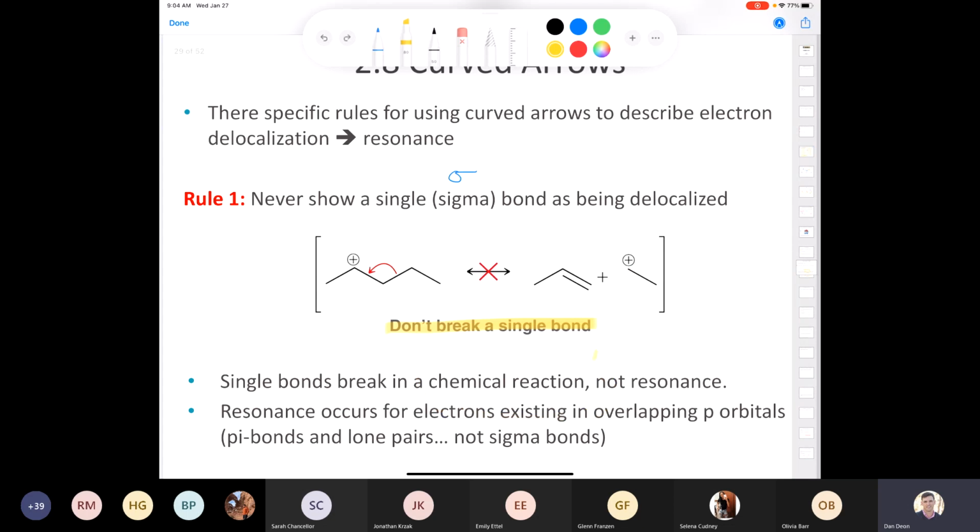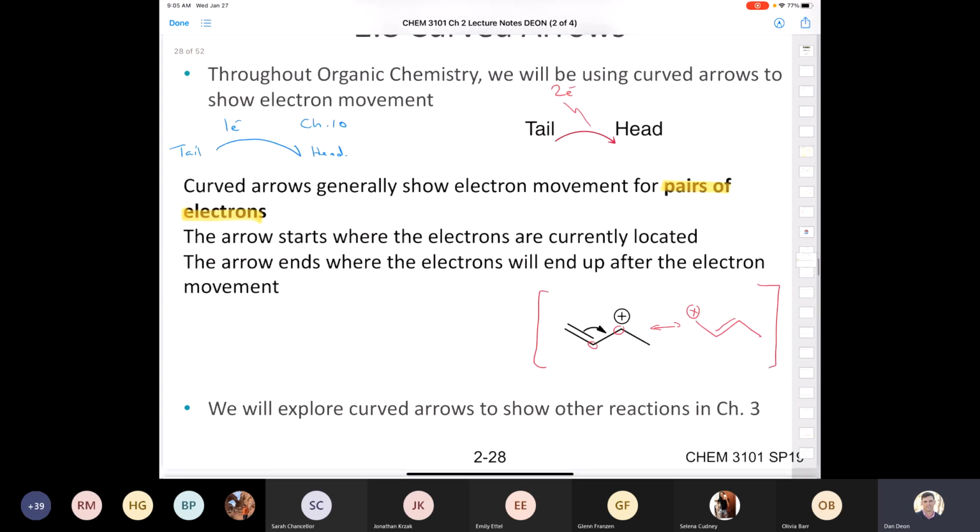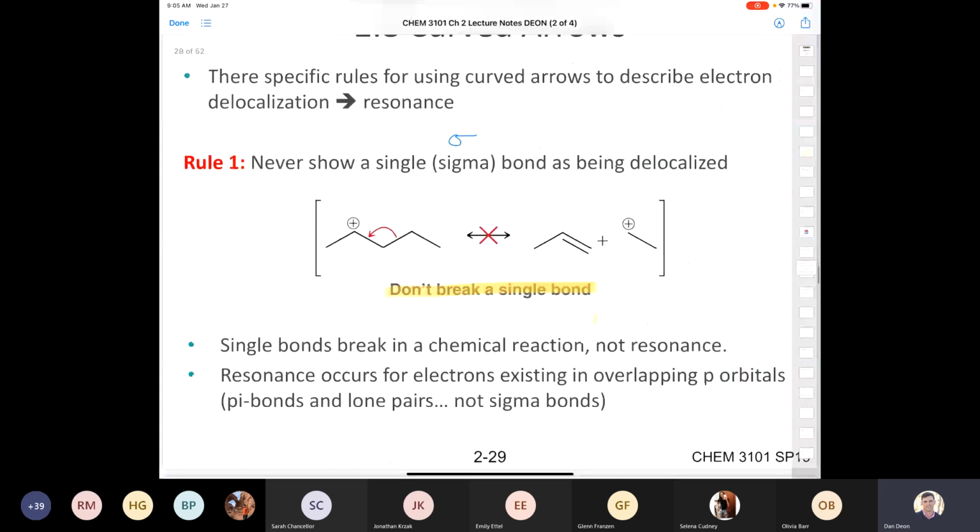And what are we talking about right now? We're talking about resonance. We're not talking about reactions. We're not there yet. Resonance occurs for electrons in existing overlapping p orbitals. Pi bonds and lone pairs are going to be delocalized, not sigma bonds. Okay. And if you look at anything that I've drawn, here was an arrow, but it was on a pi bond. It wasn't on a sigma bond. We're not going to break any sigma bonds in resonance structures. That would be a huge no-no.